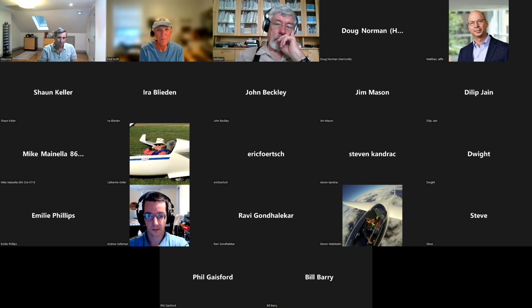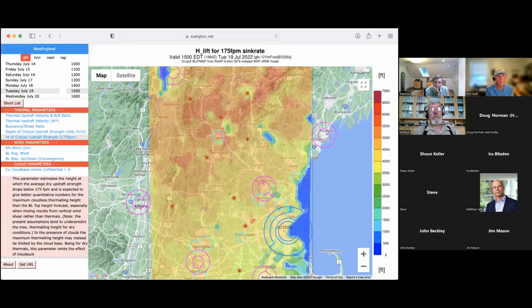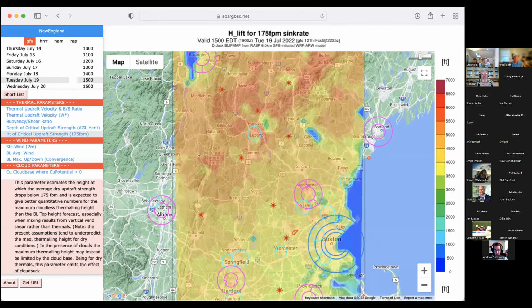Well, can I share my screen a little bit? Sure, anybody can share. Let's see if I can figure out how to do that. There is actually a way of seeing what the predicted, you see the RASP site? Okay, hopefully there we go. Can you see that? Yep.